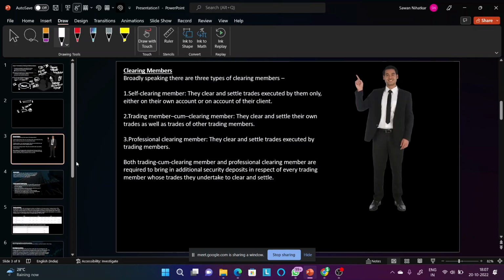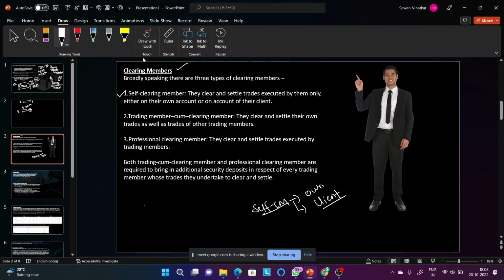Now moving forward, this is just a memorizing thing. So we are talking about different clearing members. As we discussed in the last chapter, there are different types of clearing members involved. Number one is the self-clearing member. They can clear and settle trades which are executed by them only, either on their own account or on the account of their client. So let's say I am a self-clearing member. I can only clear trades on my own account and on the account of my particular client. So this is what you call a self-clearing member.